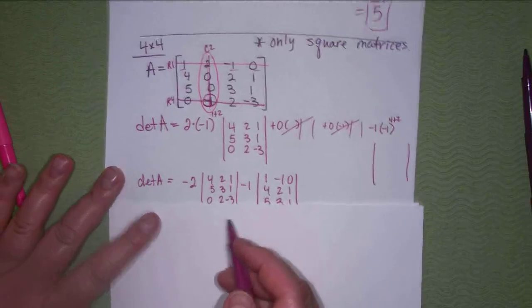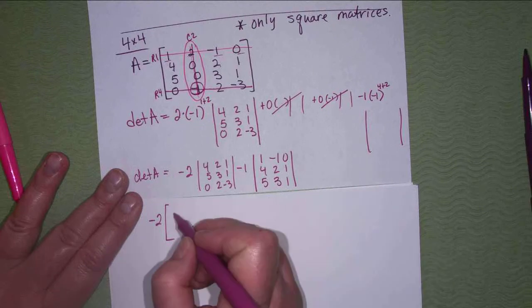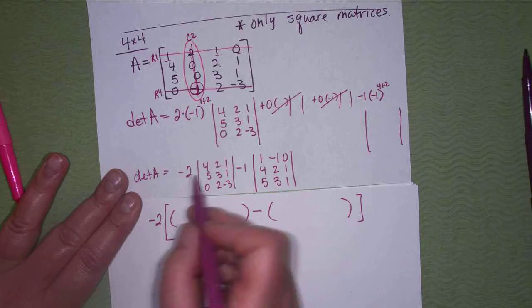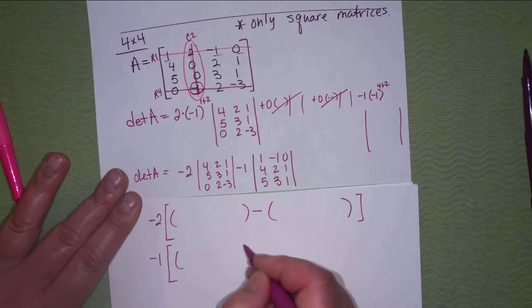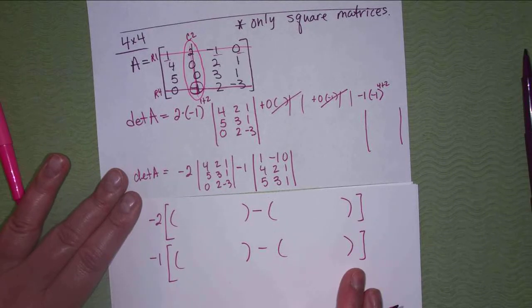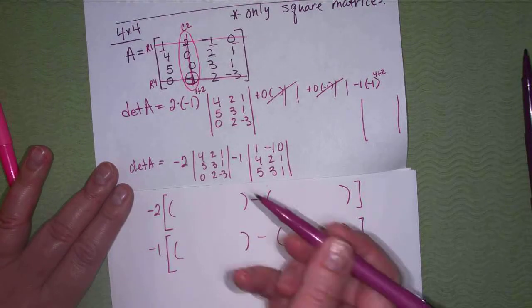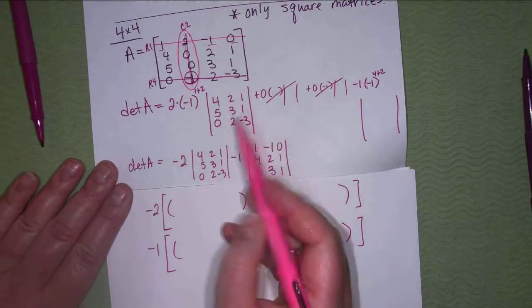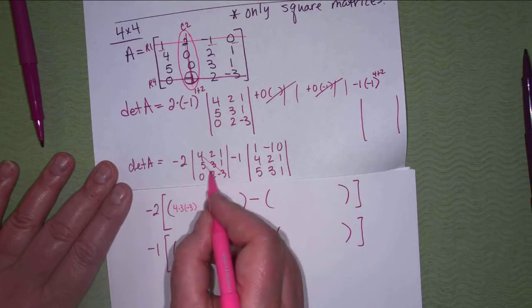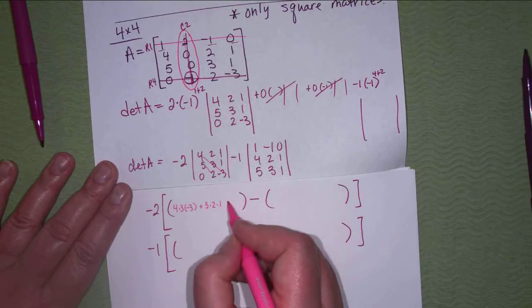All right, so for this one, I'm going to go my 3 numbers forward, subtract my 3 numbers backwards, times negative 2. Then I'm going to go minus 1, my 3 numbers forward, minus my 3 numbers backwards. And then I'll work out the inside of the brackets, and then put your numbers in. For this first one, what are my 3 numbers going forward? So 4, 3, 5, 2, and 1. And then 0, 2, and 1. So just 0.